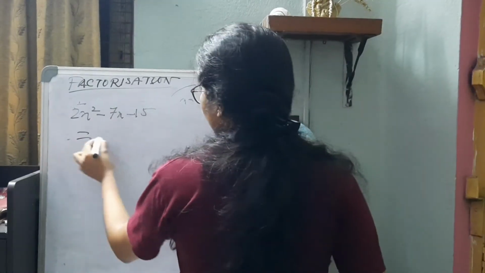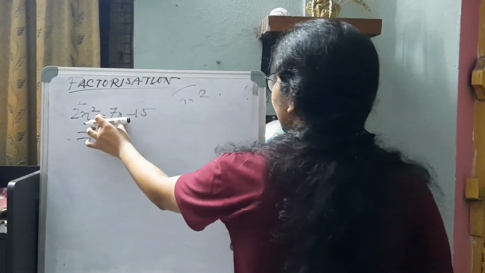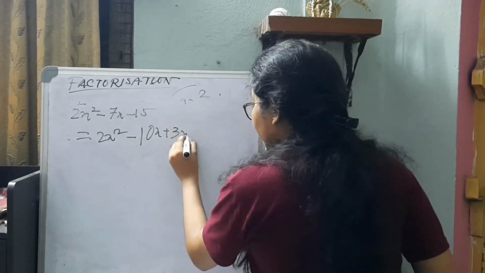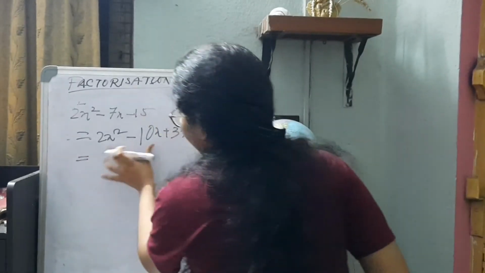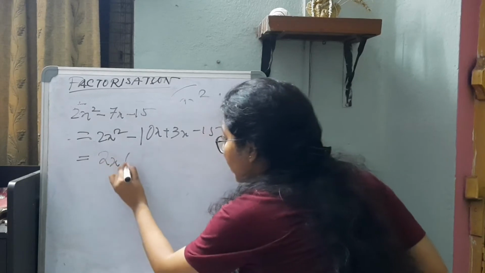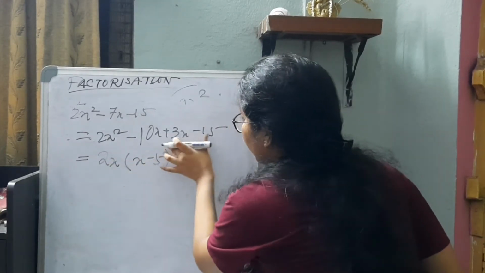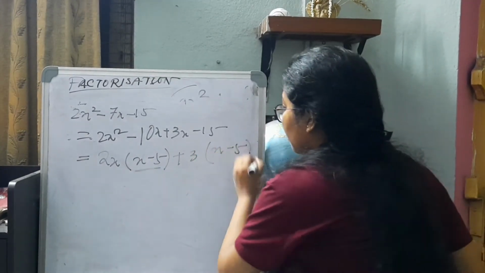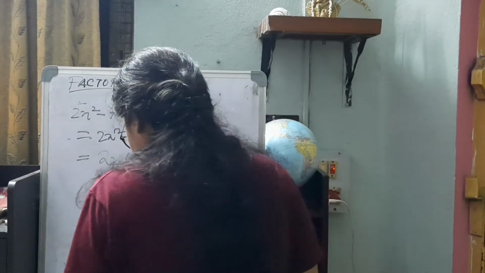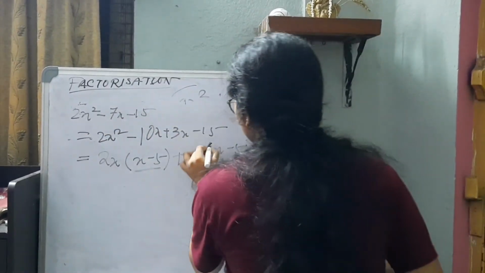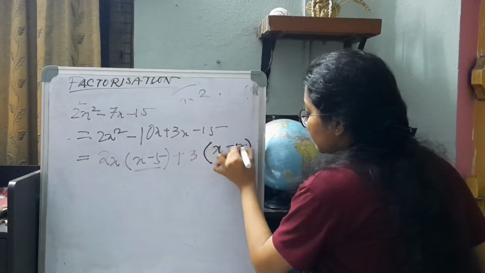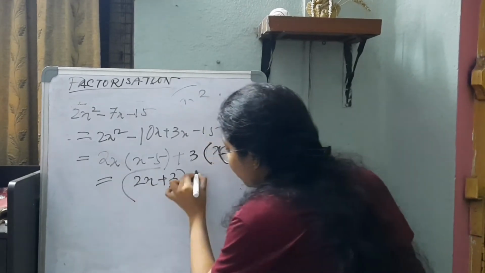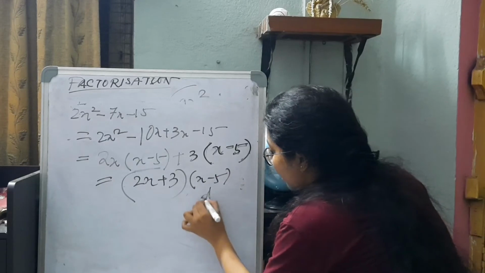So 2x square, why 3 and 10? Because I can easily write minus 7x as minus 10x plus 3x minus 15, okay. From these two we can take 2x common and make it x minus 5. From these two we can take 3 common and we get the same x minus 5. So this value becomes 2x plus 3 into x minus 5, okay.